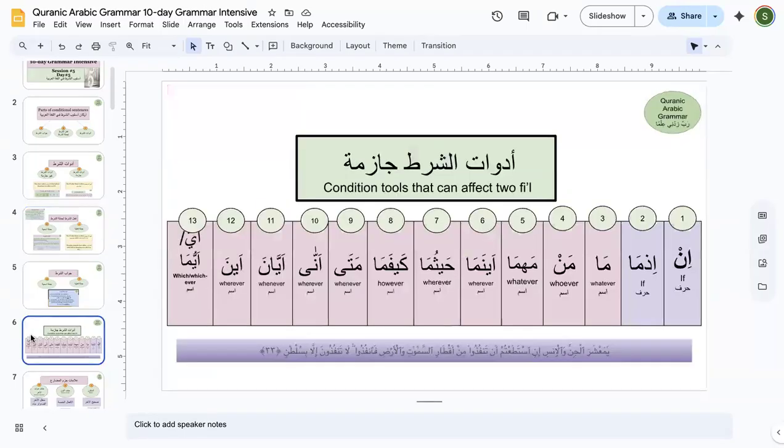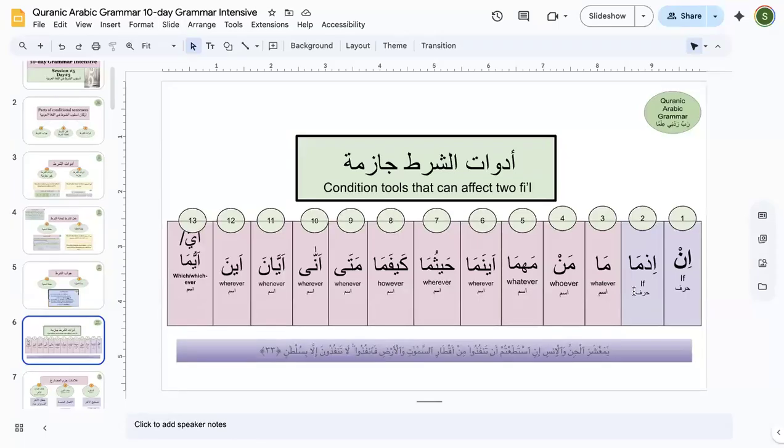Okay, so now comes a little more detail about your adwatu shart jazima. Now you can see them very clearly. When it comes to your 13 adwatu shart jazima, among them two are harf, rest all are ism. Is this clear to all of you? That is why they are colored differently. Two are harf, rest all are ism.